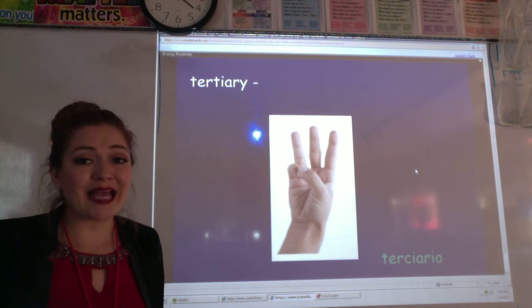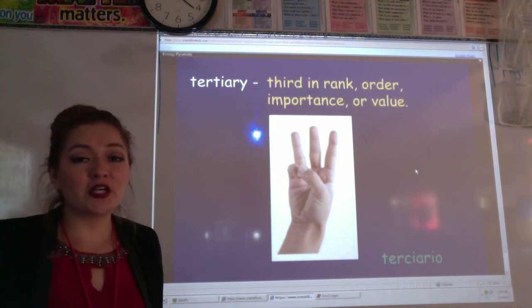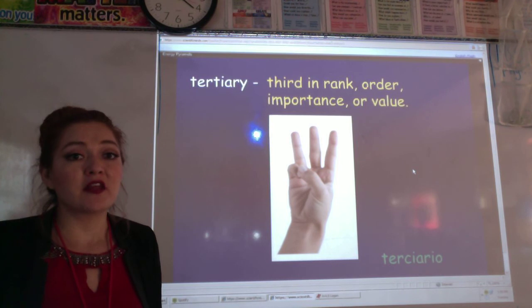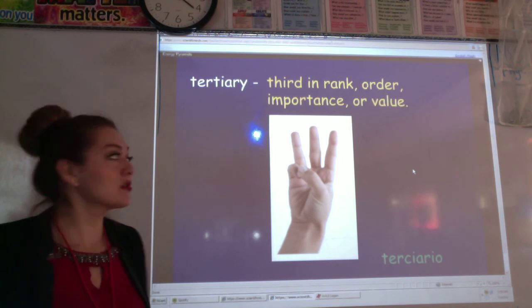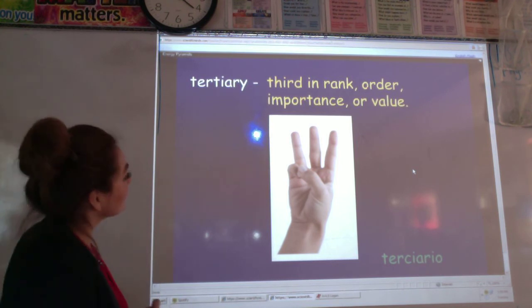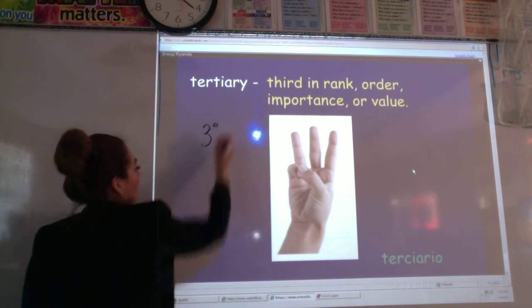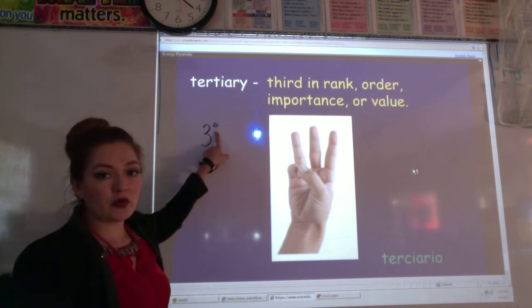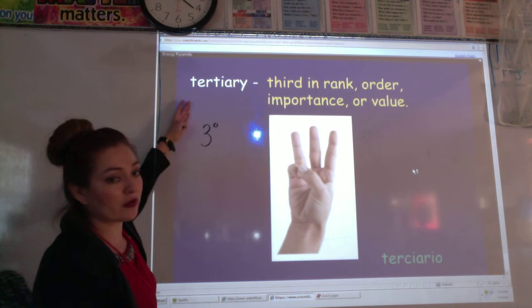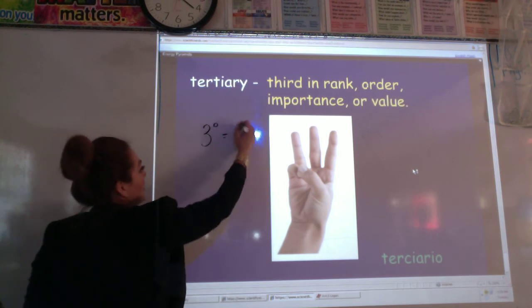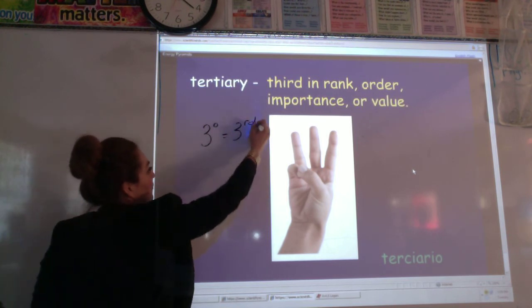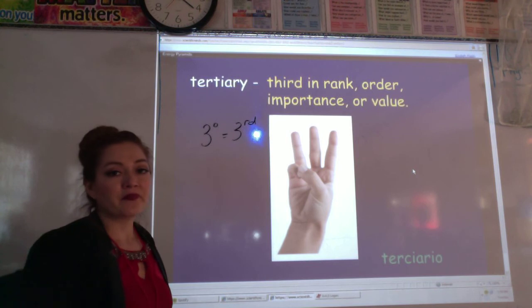Tertiary, terciario. It's third in rank, order, importance, or value. Basically, this means third. You might also see the word written like this, a 3 with a little o at the top. That means tertiary or third. That's the same as when you write a 3 with an R and a D next to it. Tertiary.